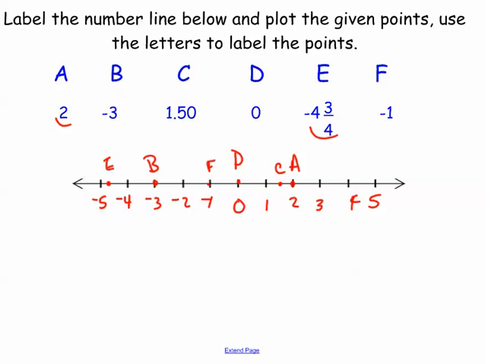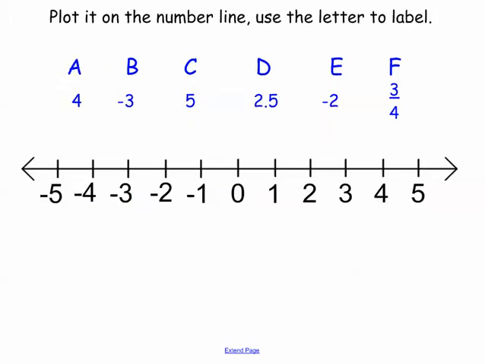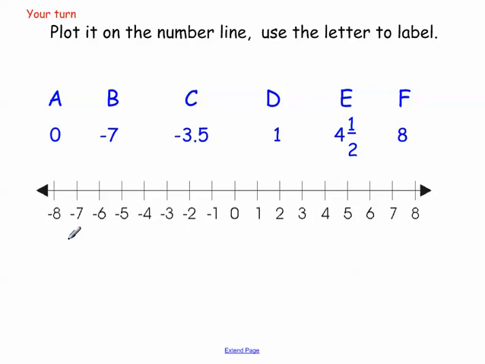Okay? All right, and here's one more example. The number line's already been done for you, so I'm just going to plot my letters. There's my 4, my -3, my 5, 2.5 is going to be right here, -2, and 3/4, which is almost 1, about there. Okay? All right, so now you have one. I want you to go ahead and plot A through F on your number line. Pause the video and come back and check your answer.